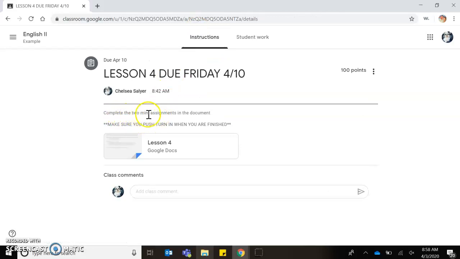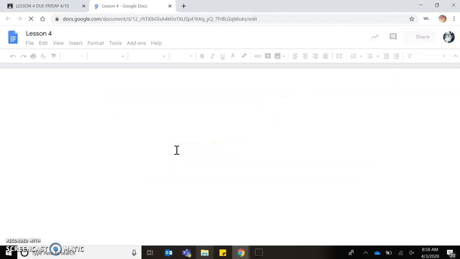Instructions: complete the 2 mini assignments in the document. Make sure you push turn in when you're finished. Up here on your page, it should say turn in, and that's where you will do that. That shows me if you are done.